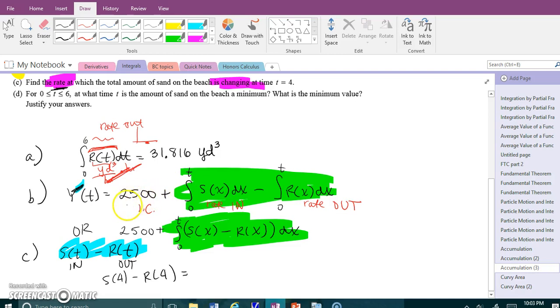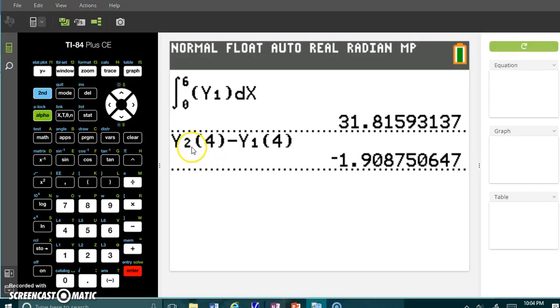Because if I do the derivative, this goes to 0. The derivative and integral cancel, you plug t in. So you could also just call this y prime of t if you wanted, and y prime of 4. So let's do it on the calculator. This is where it's really important that you realize that y2 was the rate in and y1 was the rate out. So I get negative 1.909.